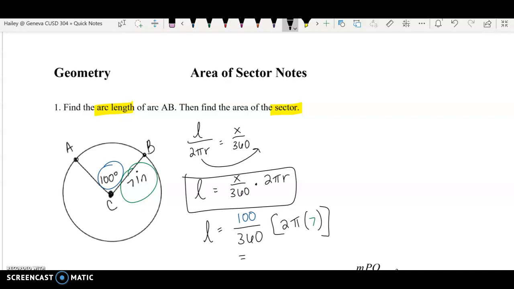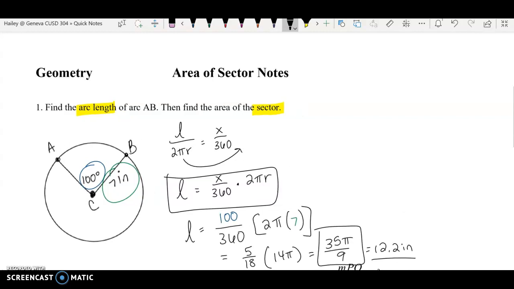100 over 360, we can actually reduce that to 5 over 18. And we're going to multiply it by 14 pi. 7 times 2 is 14. So if I multiply that by 14, I now get 35 pi over 9. Okay, and I want to keep it just like that. You can type it in and multiply 35 over 9 times pi, which ends up giving you a decimal of 12.2 and so on. Okay, so this would be inches. All right, so that was arc length.